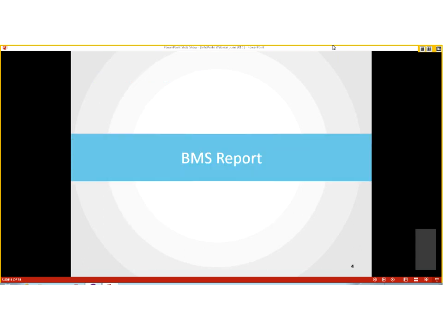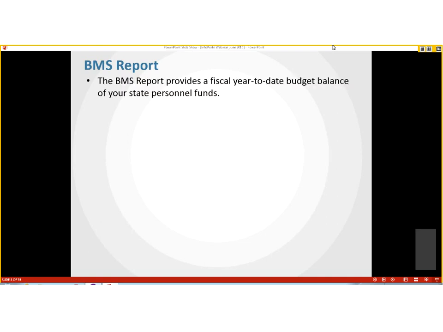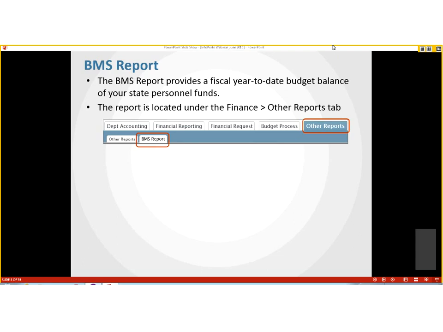Let's start with the BMS report. As probably most of you know, the BMS report is the report we use for state personnel funding. The report provides a fiscal year-to-date budget balance of your state personnel funds. It is found on the Finance Other Reports tab. It does require security access.